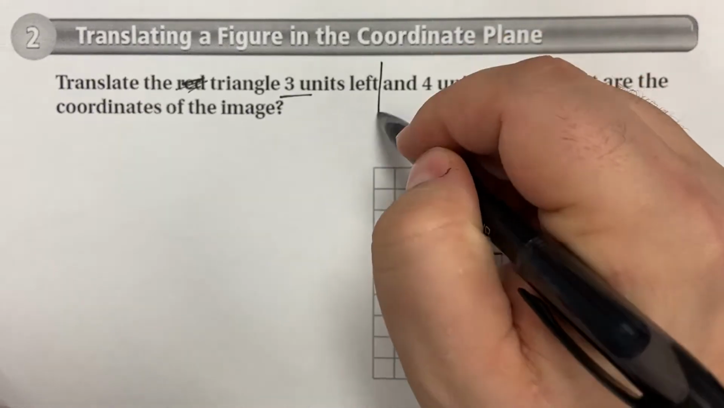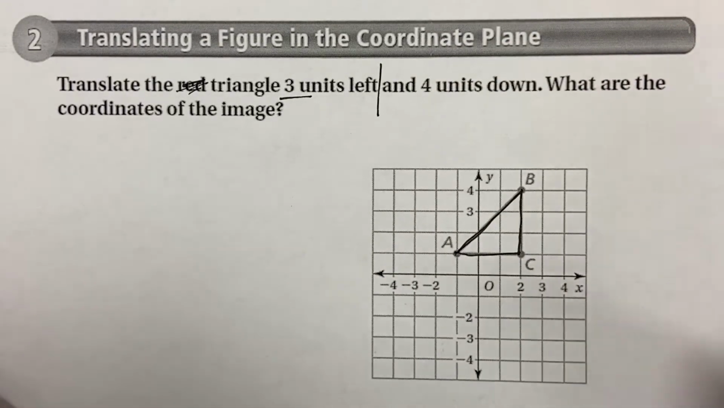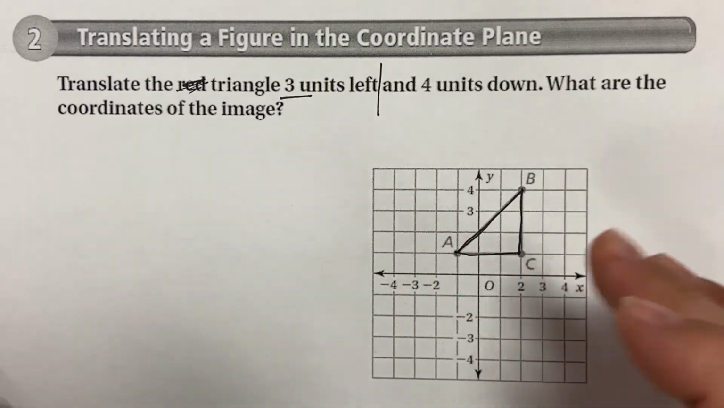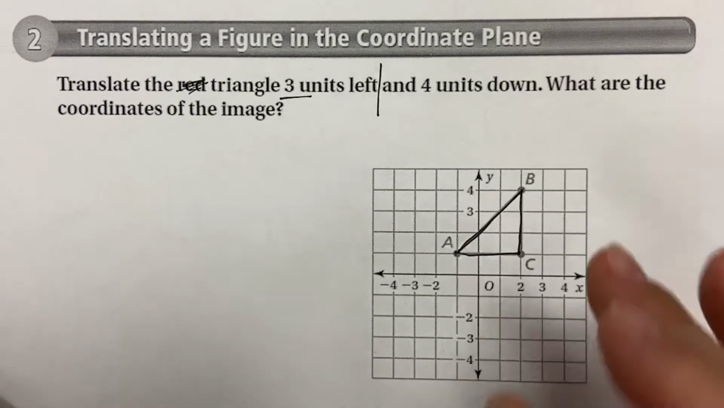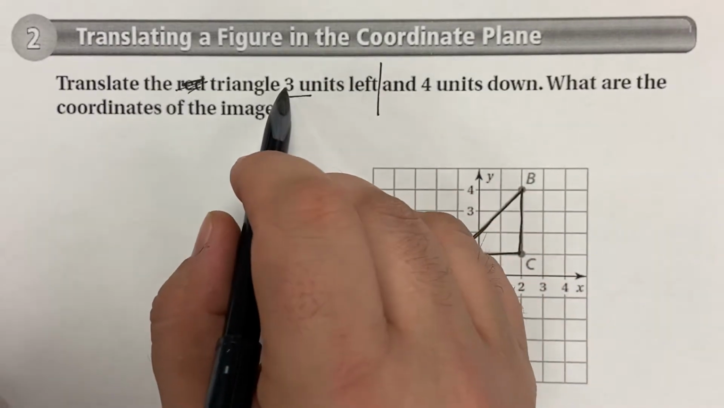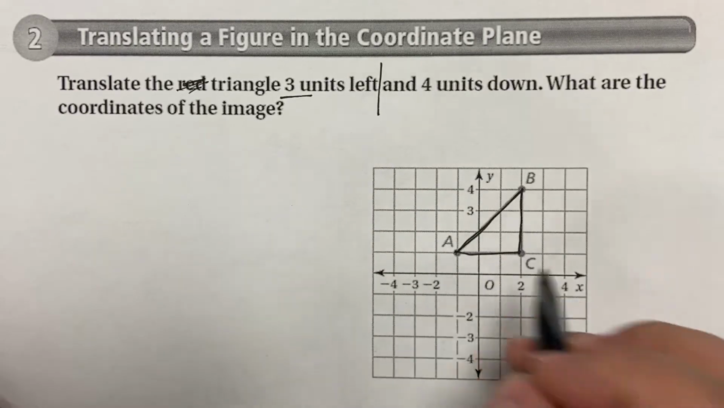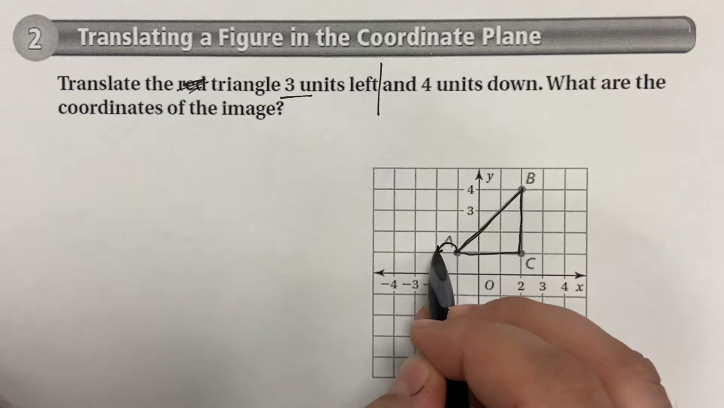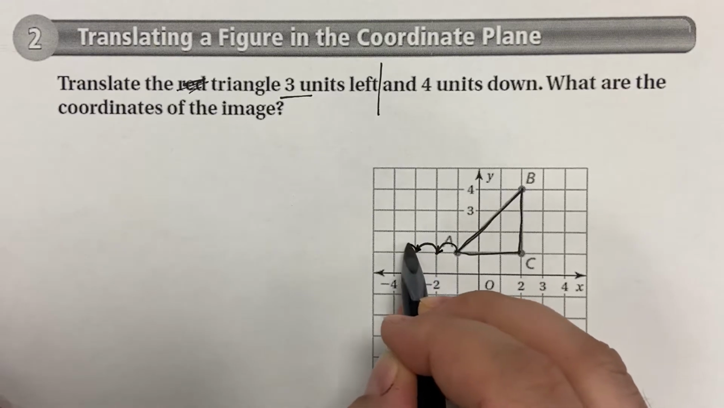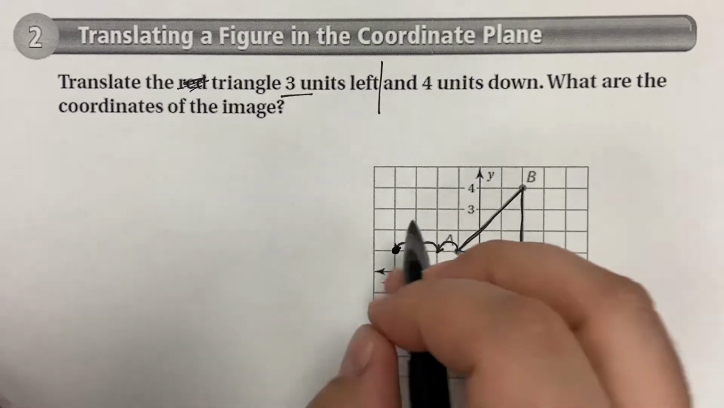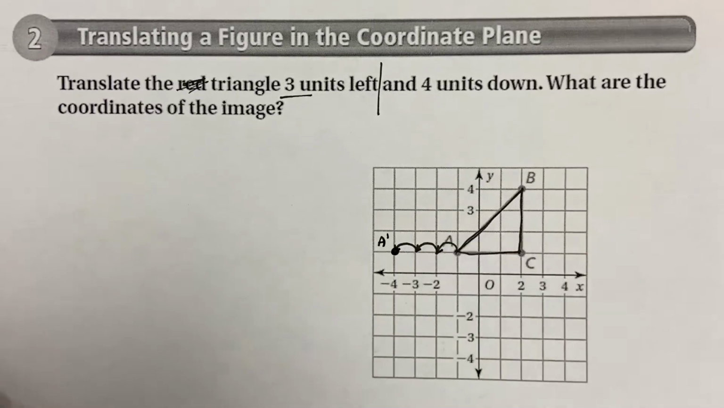I'm going to stop right there because I don't want to try and do 2 movements at once. What people try to do is 3 units left, 4 units down, and then they start to forget what they're doing. So let's start with just one at a time. So 3 units left. Well, here's 1 unit. 1, 2, 3. What that means is we're going to take point A, and it ends up here, as the image of A.